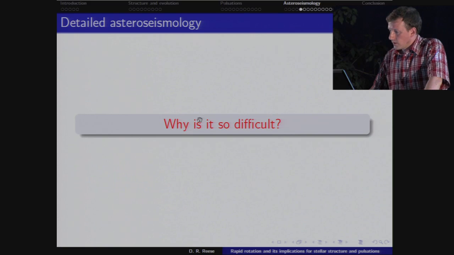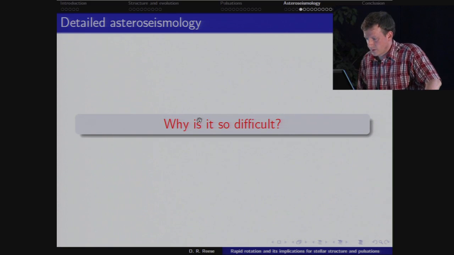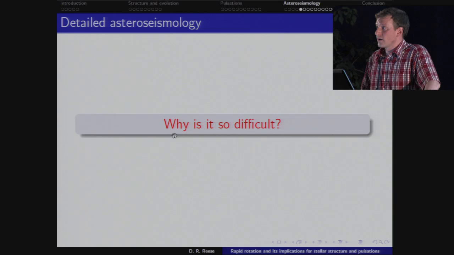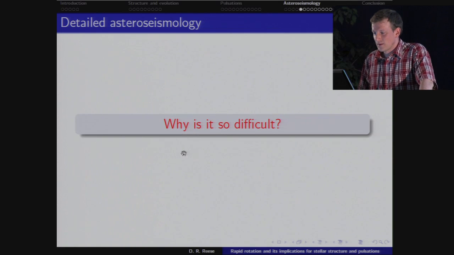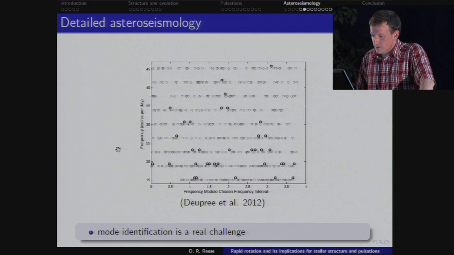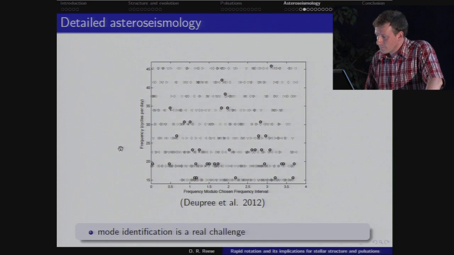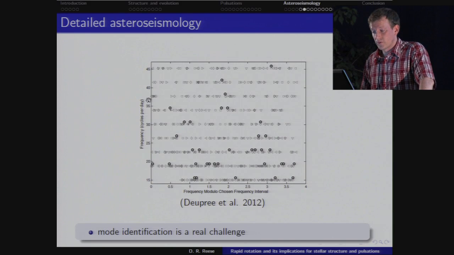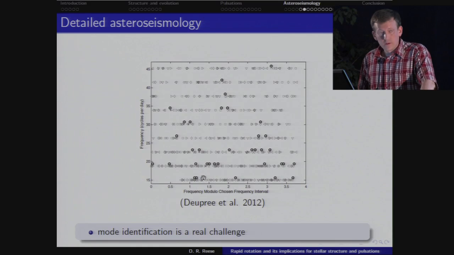Now I'd like to talk about detailed asteroseismology if there's time. I'd like to start by asking a simple question: why is it so difficult? I think the answer to this question is nicely illustrated in this diagram. These thick circles correspond to the observed pulsation frequencies, and below, this variety of symbols corresponds to theoretical frequencies. As you can see, identifying the modes in such a context is not straightforward.